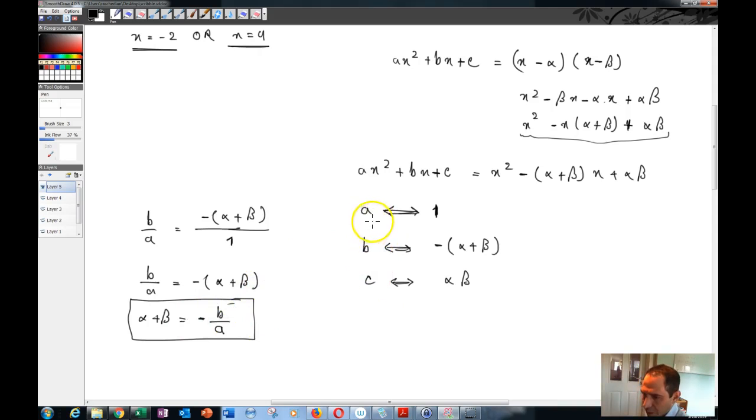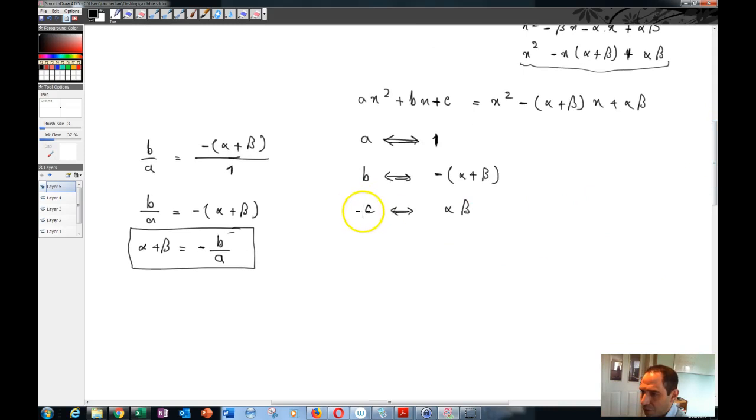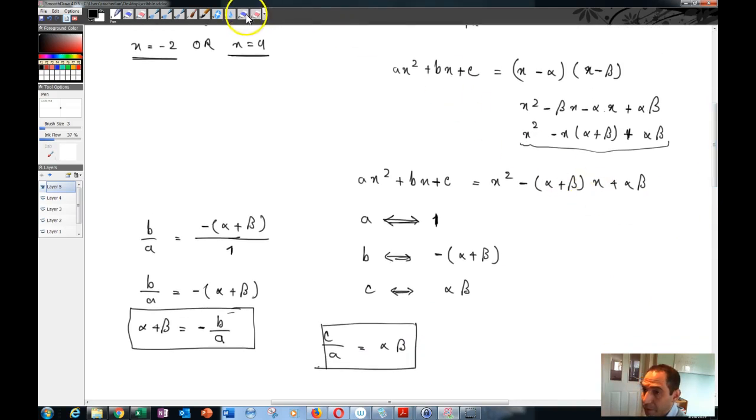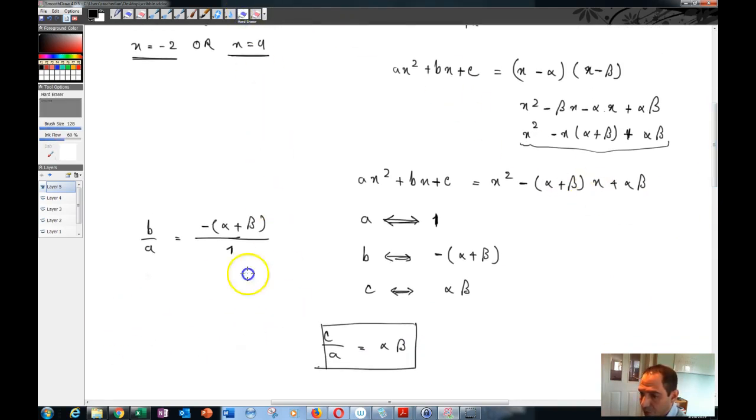And again, you can find c by a over here. So c by a is equal to alpha beta, and that's what this whole thing means. Although we have talked about this before, I just wanted to go over this concept one more time.